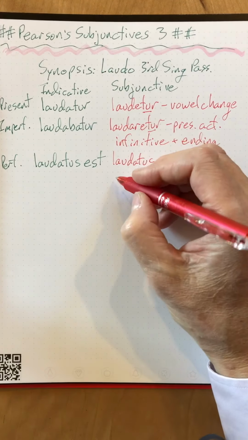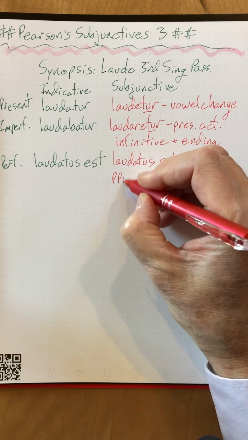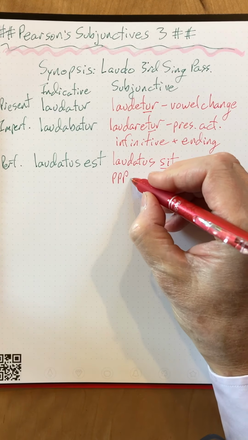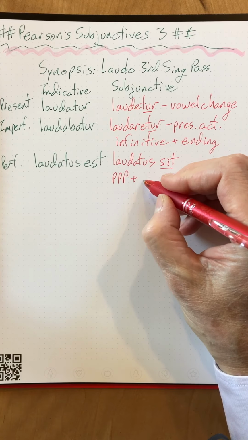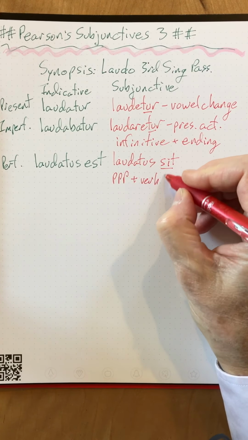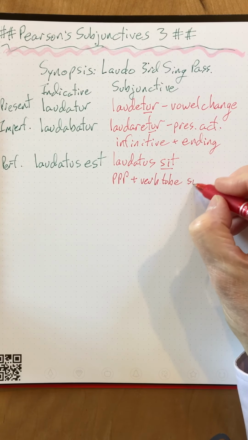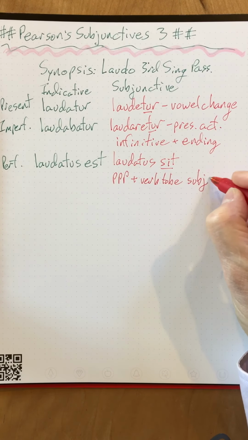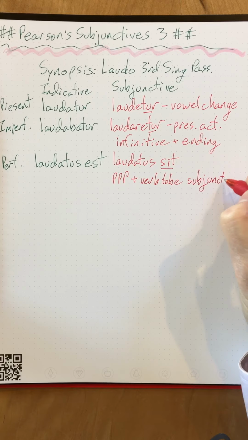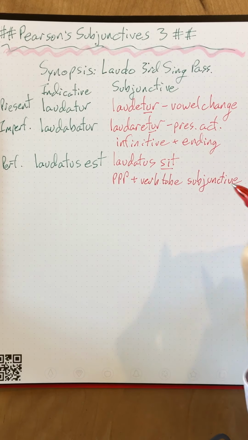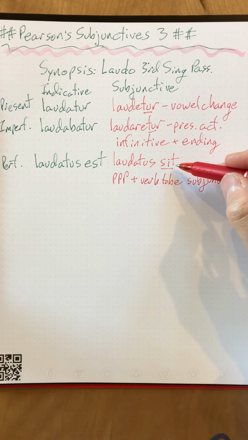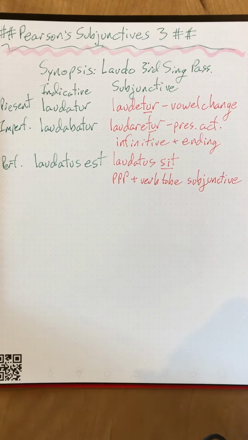So the rule here is perfect passive participle, the PPP, plus verb to be in the subjunctive. And the verb to be in the subjunctive, super easy. Sim, sis, sit, simus, sitis, sint, which is much more regular than the indicative.